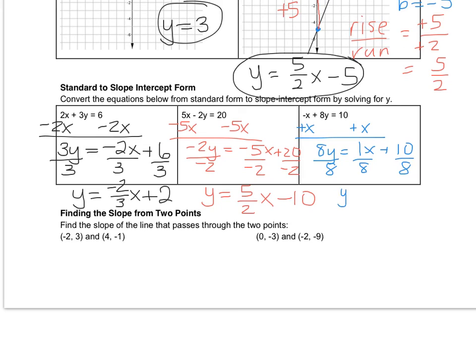And I'm going to get y equals 1 over 8x plus 10 over 8 can be simplified if you divide by 2 on both the top and the bottom. So this is 5 over 4, but it can't be simplified more than that.